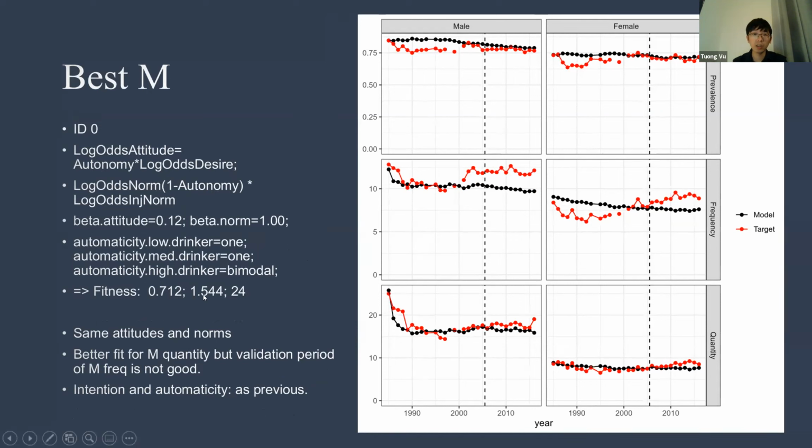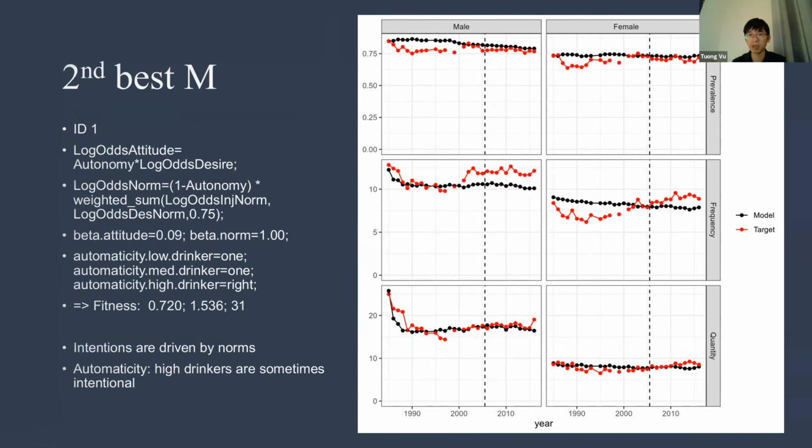Now we have the same for the attitude and the norm. And looking at this, you have the better fit for male quantity, but the validation period is not as good, right? You see it's going off here. It didn't go up, it just goes in a straight line, and intention and automaticity are the same.